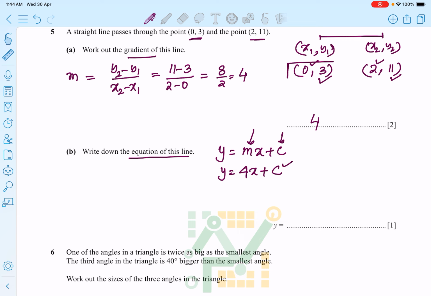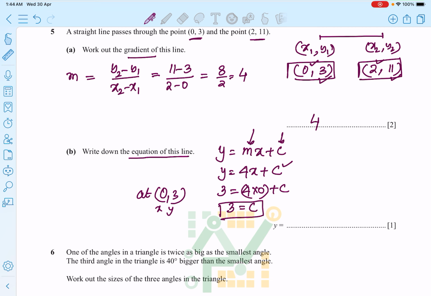So you have two coordinates, right? You can use any one of your choice. You can put it here and get the value of c. So for example, I am putting in 0 comma 3, right? This is x and this is y. So if I replace y by 3, 4 times 0 plus c, so this will be 3 equals c. So we got the value of c, that is 3.